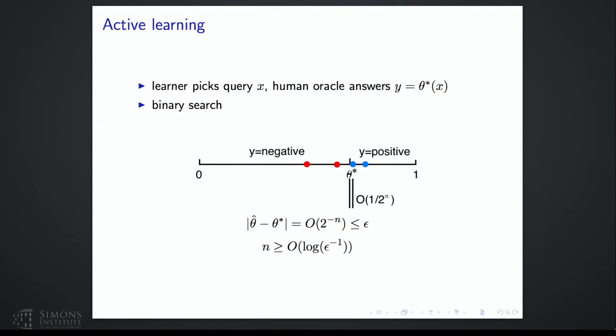So the error is 1 over 2 to the n, or conversely, if you want a precision of epsilon, you need on the order of log 1 over epsilon queries. To give you a sense, if you want epsilon to be 10 to the minus 3, in passive learning you would need roughly 1,000 examples. In active learning here, you need 10 examples.